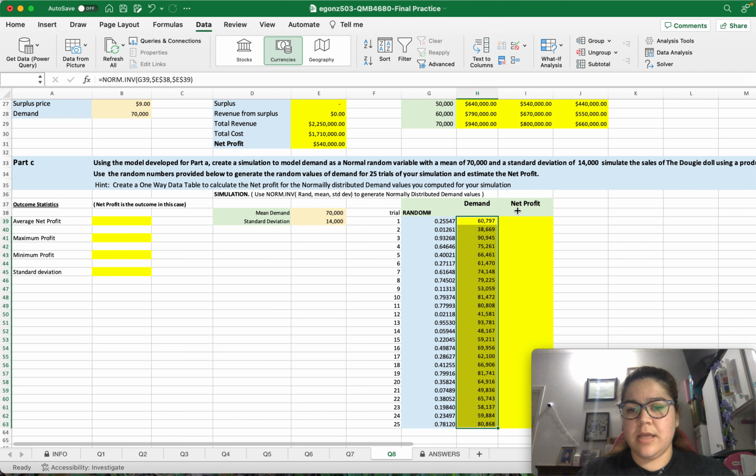All right, so I'm going to go up and double click this net profit. So here's what I'm going to go ahead and do, my one-way data table. And my net profit, I'm going to go in reference to who? The net profit. And part A, production quantity 70,000 units. Go ahead. And now, like she explained it to me, since we're talking about demand, we're going to reference back to the demand, not the production quantity.